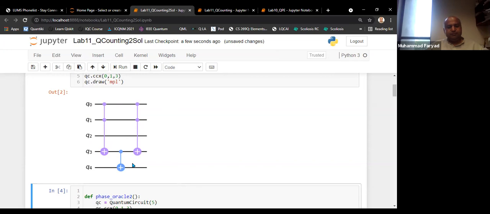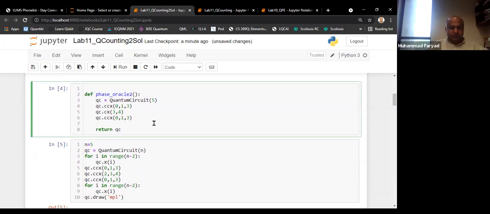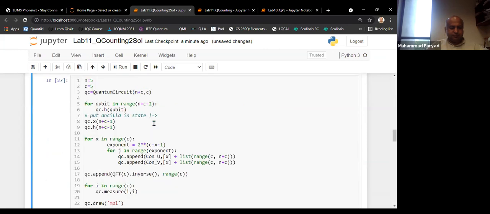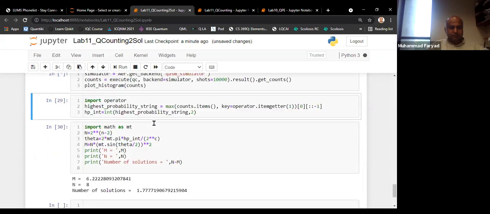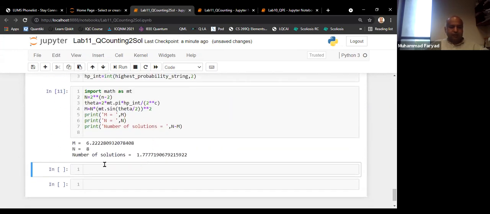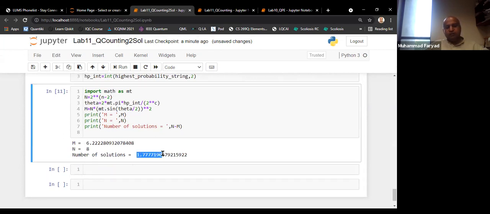Right? Because there's no control on Q2. So whenever Q0 and Q1 are 1, 1, we will get a phase. And Q2 can be either 0 or 1. So one solution is 1, 1, 0. The other solution is 1, 1, 1. So this oracle implements 2 solutions. So let's see what we get. You can see I'm getting close to 2 solutions, 1.77.